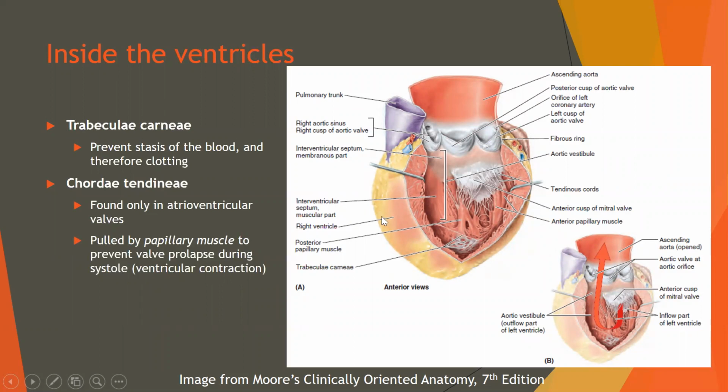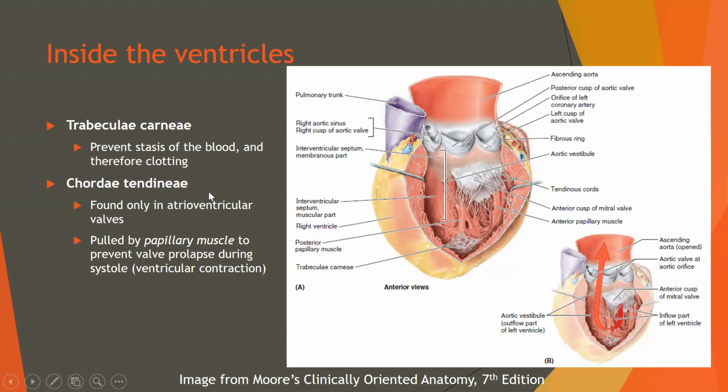All right, so inside the ventricles, this is the word, trabeculae carneae. The purpose of these, unlike the pectinate muscles in the atrium, is to prevent stasis. It's to create turbulence within the ventricle so that the blood doesn't clot. Because if the blood clots in the ventricle, you either get a pulmonary embolism or you have a stroke, neither of which are desired outcomes.